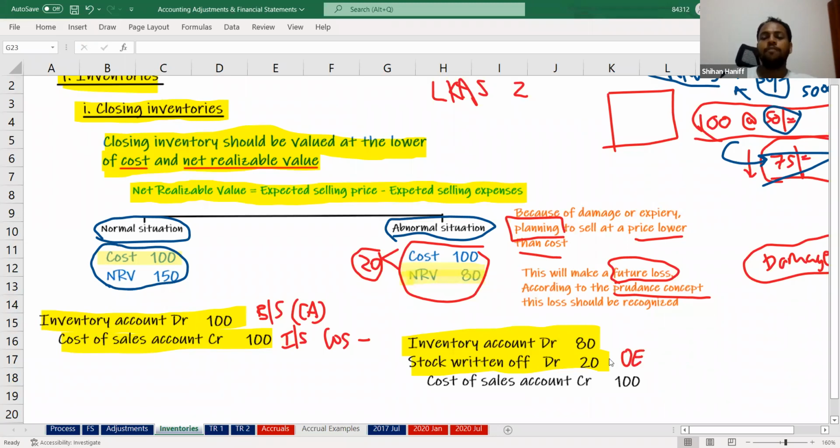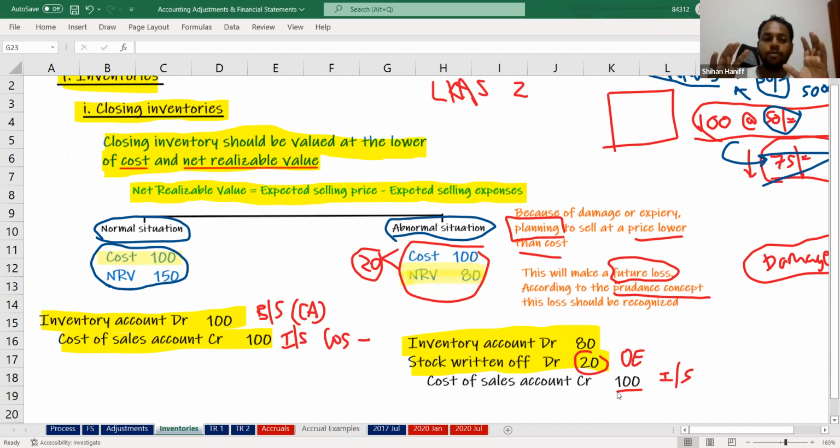Stock written off 20. This is the loss. And cost of sales, that is in your income statement, you have to deduct the total cost 100. Okay, very simple. Inventories, there are two situations.